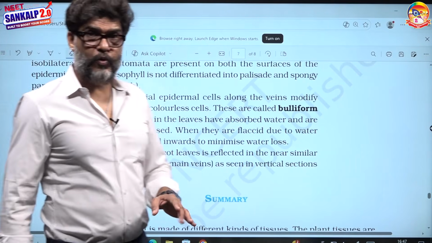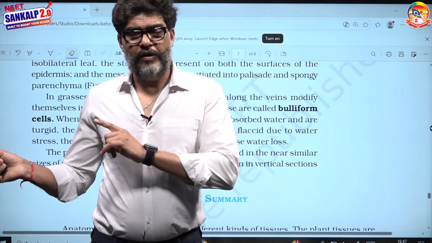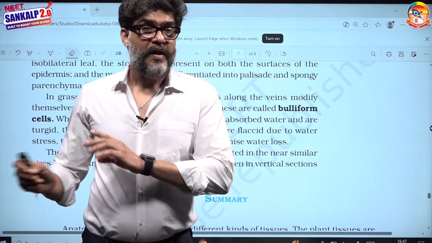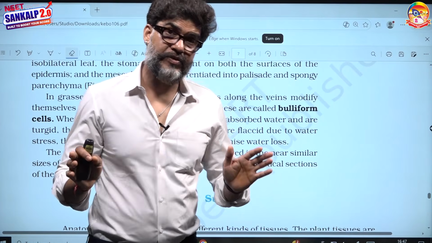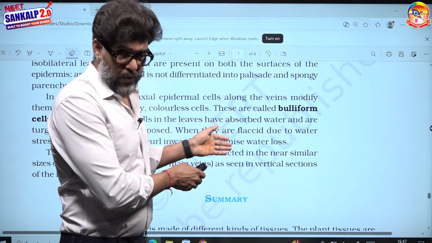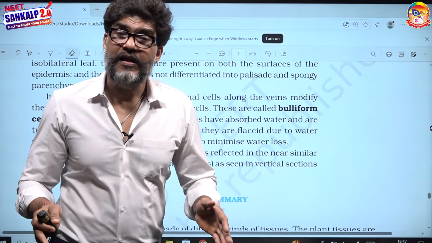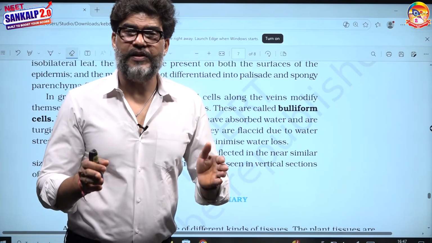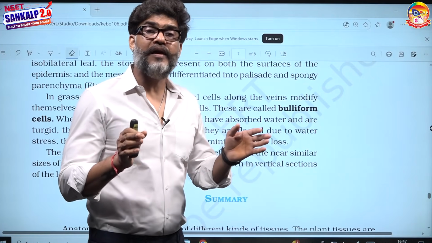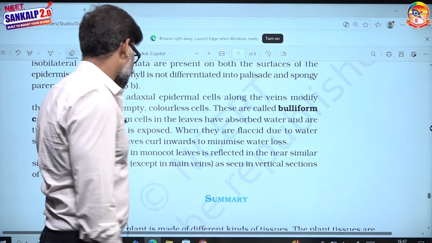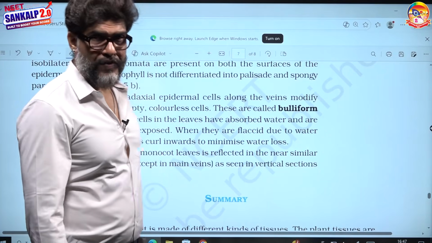So I repeat one more point here. In the dorsiventral leaf, venation was reticulate, and all the vascular bundles are not of equal size. But in the case of the monocot leaf or isobilateral leaf, venation is parallel, and this parallel venation can be reflected in the nearly uniform size of the vascular bundles. So this is all about this chapter of anatomy.